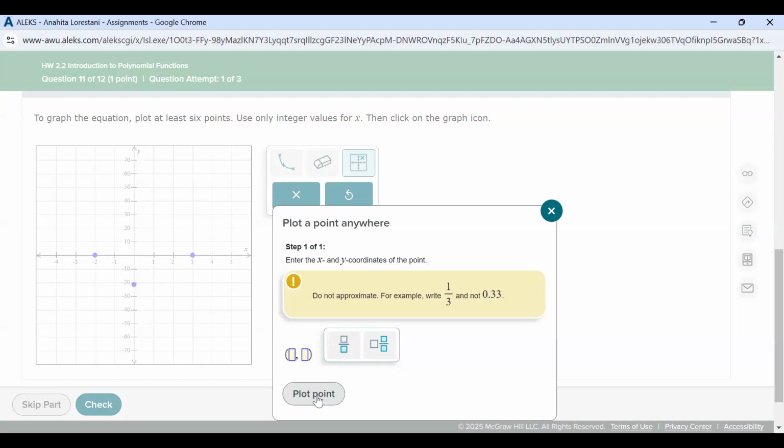We need 2 more, 3 more. X is 2, Y is -3.2.